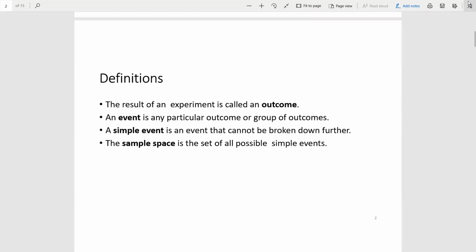We're going to start off with some simple definitions. The results of an experiment is called an outcome. An event is any particular outcome or group of outcomes. A simple event is an event that cannot be broken down further. A sample space is a set of all possible simple events.